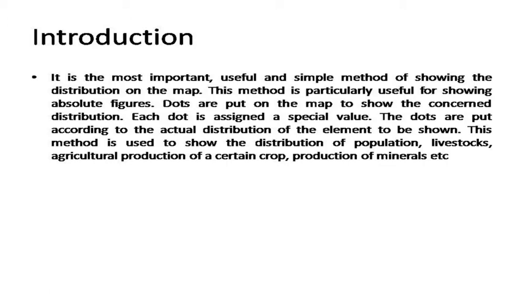First of all, I am telling you about the dot map. Dot method is the most important, useful, and simple method of showing distribution on the map. This method is particularly used for showing absolute figures. Dots are put on the map to show the concerned distribution. Each dot is assigned a specific value. The dots are put according to the actual distribution of the element to be shown. This method is used to show the distribution of population, livestock, agriculture crops, minerals and industries.